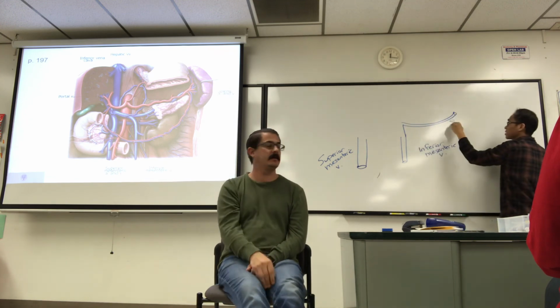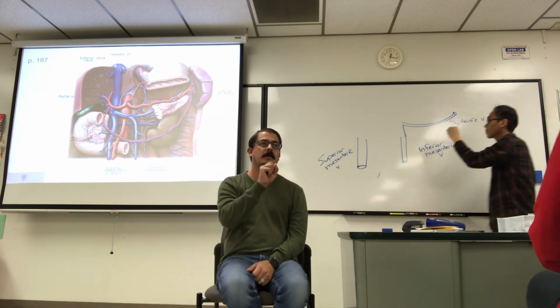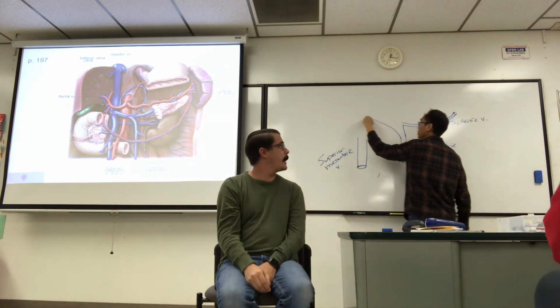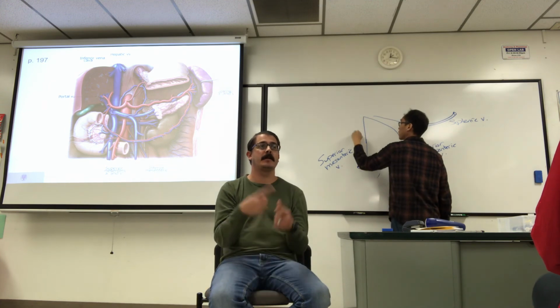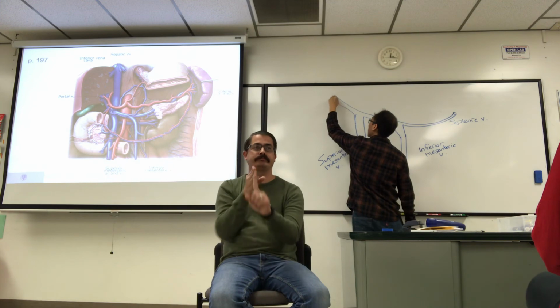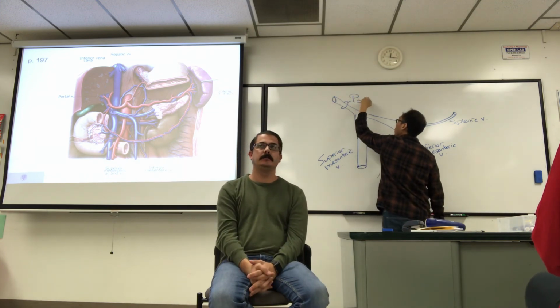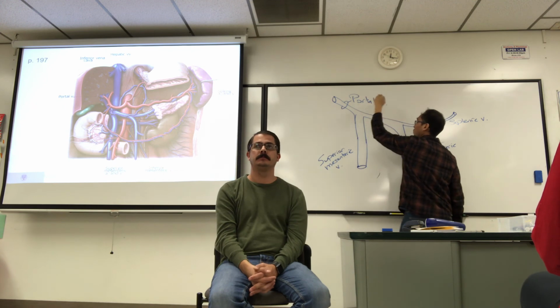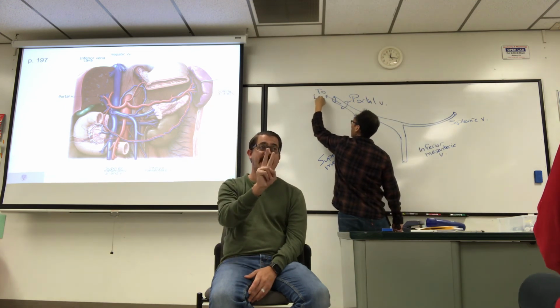So this one is the splenic vein. We're going to merge, and then we're going to merge with the superior one, and then go to the liver. So that's the portal vein going to the liver.